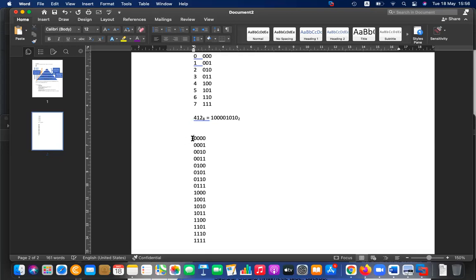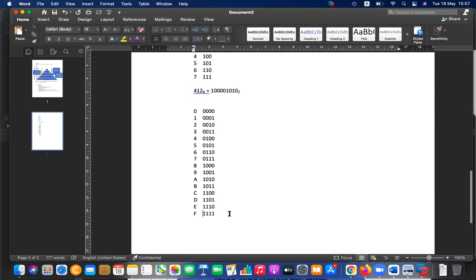And these are the hexadecimal digits. This is 0, then you have 1, then 2, 3, 4, 5, 6, 7, 8, 9, 10, 11, 12, 13, 14, and 15. Understood? You have to create the table.